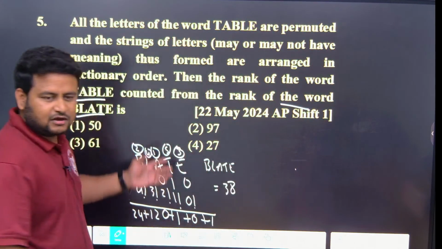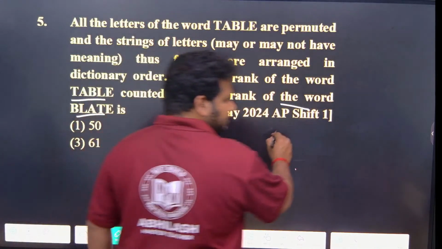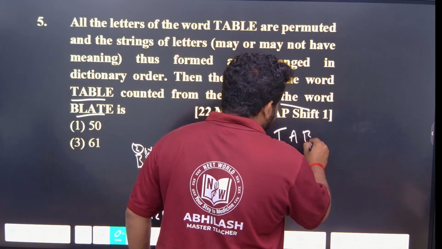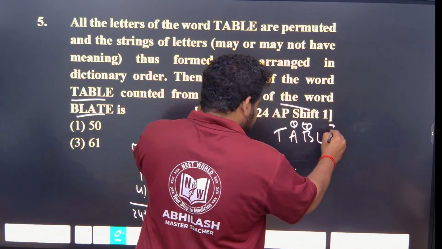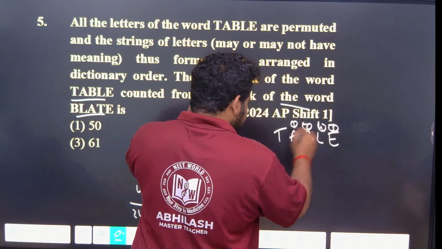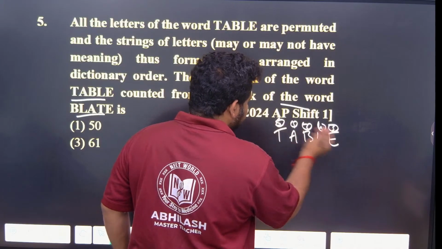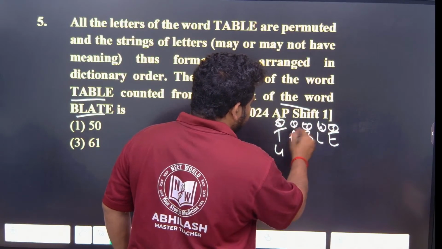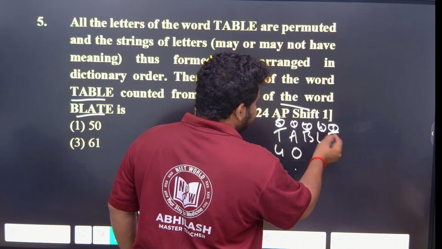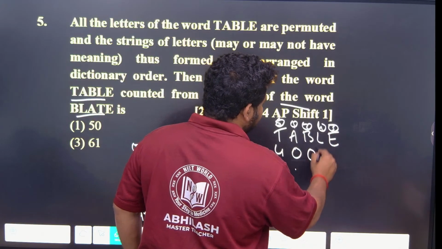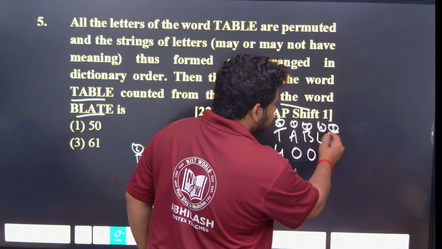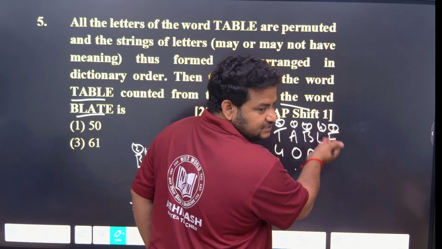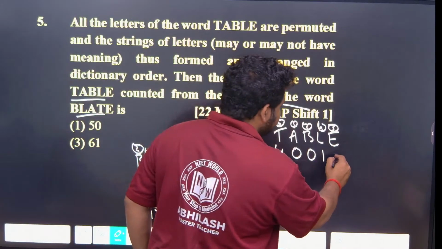Now, let us find the rank of TABLE. Observe all of you, TABLE. This is 1, this is 2, this is 3, this is 4 and this is 5. To the right of this, how many are there? 4. To the right of this? 0. To the right of this? 0. To the right of this? 1. To the right of 4, how many are less than 4? 1. And this is 0.